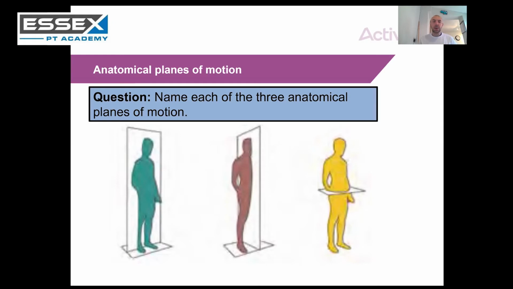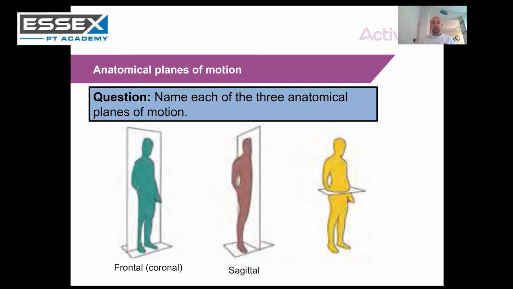But here we go. So question, name the 3 anatomical planes of motion. So we've got 3 planes of motion that we always use. And hopefully you're thinking in your head about what these are. You may know them already. If not, you have your frontal plane of motion. So this is your mirror. I think of this as your mirror.